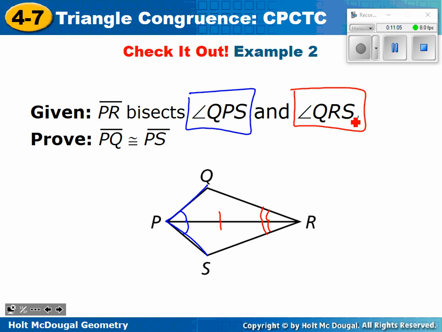Reflexive property. And then why are these two triangles congruent? Okay. ASA, right? Angle, side, angle. And if the two triangles are congruent, then why is PQ congruent to PS? CPCTC. Is everybody with me there?